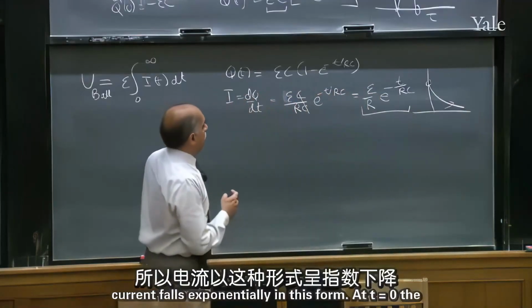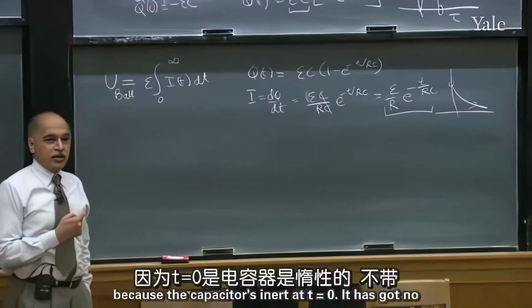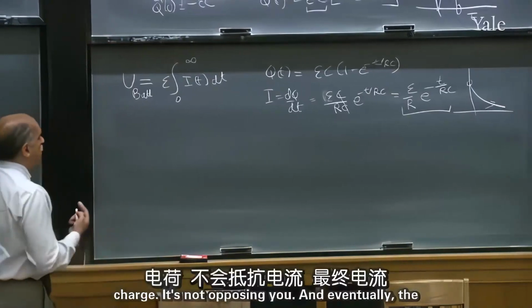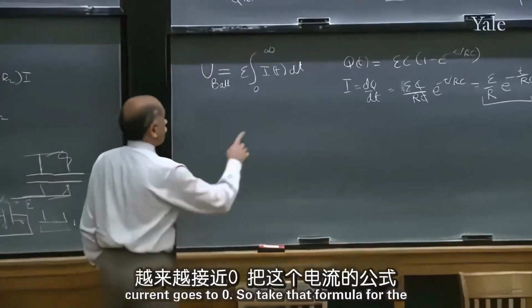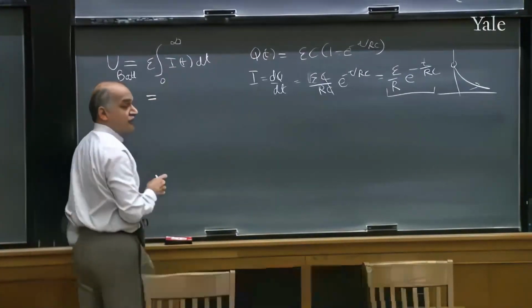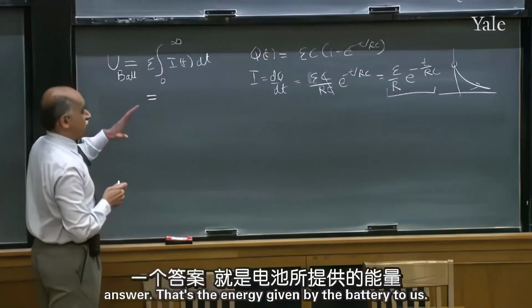At t equal to 0, the current is as if the capacitor were not even there, because the capacitor is inert at t equal to 0. It has got no charge, it's not opposing you. And eventually the current goes to 0. So take that formula for the current, put it here and do the integral. You get some answer. That's the energy given by the battery to us.